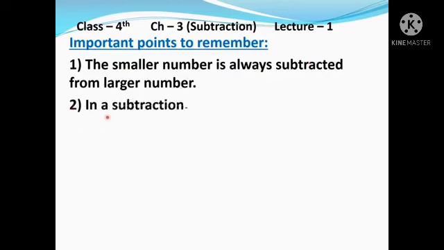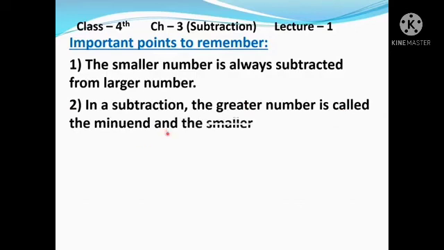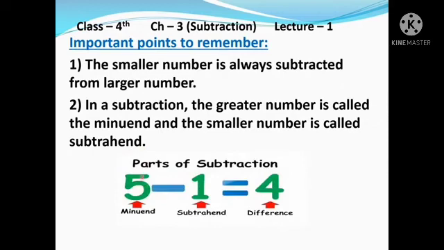Second point, in a subtraction, the greater number is called minuend and the smaller number is called subtrahend. See, parts of subtraction. See, 5 minus 1. Here 5 is minuend and 1 is subtrahend, means 5 is a greater number and 1 is a smaller number. Okay, and 5 minus 1 equal to 4 and 4 is our difference. Clear?